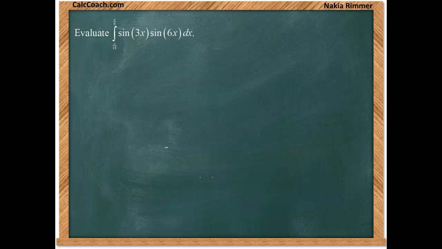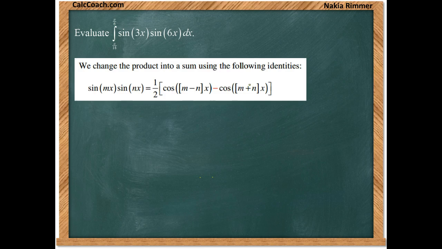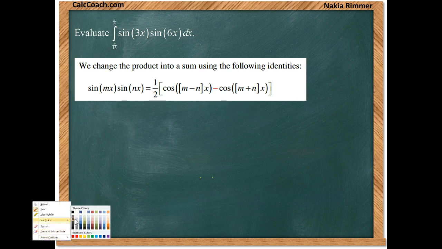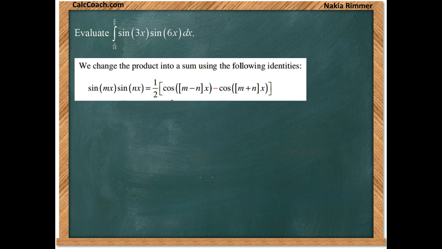Evaluate from pi over 18 to pi over 6 the integral of sine of 3x times the sine of 6x. In order to perform this integral, what we need is an identity. And the identity we need is going to be the one that will trade in sine mx times sine nx. And it has to do with the angle sum and the angle subtraction formulas put together. And here's what it is.